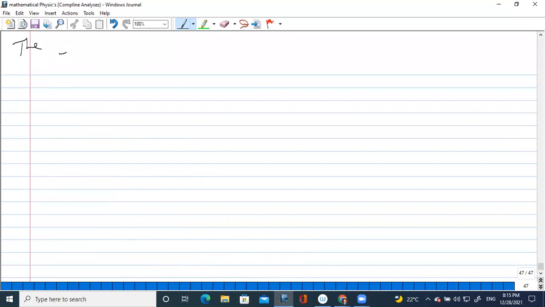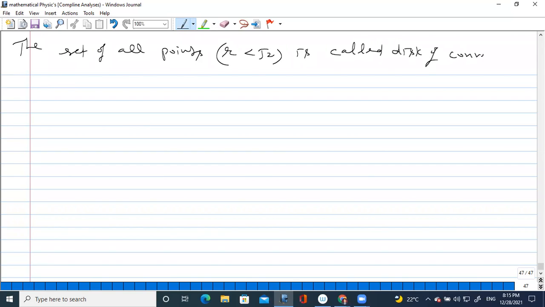So this is a set. The set of all points which are inside this circle, means all points whose radius is less than under root 2. So these are inside points only. So from this it is clear. The set of all points whose radius is less than under root 2 is called the disk of convergence. Okay, so this is finished.